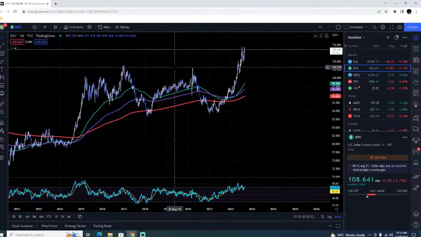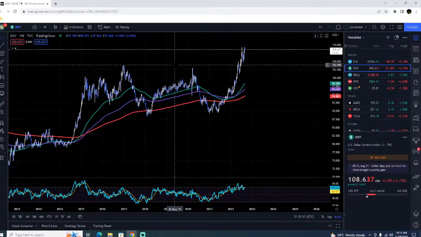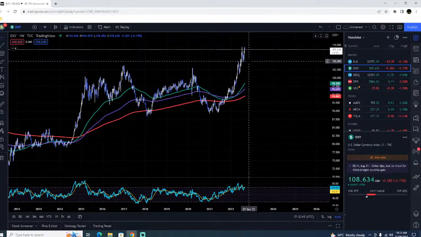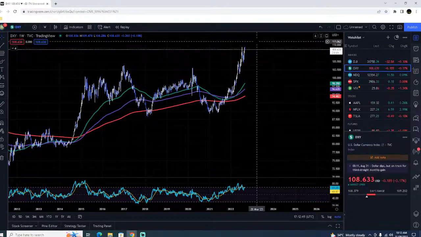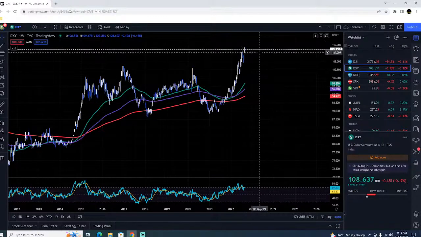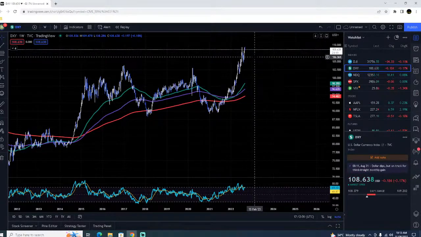If we look at this level, roughly how much is this, 104, 105, yeah, this area can be interesting for the dollar index. So we might see a correction towards this area, 105, 104, and then might continue upwards, but that upward movement will obviously depend on the interest rate decision and what the US Fed says. So everyone will be looking at those things very closely, and we should be looking also.